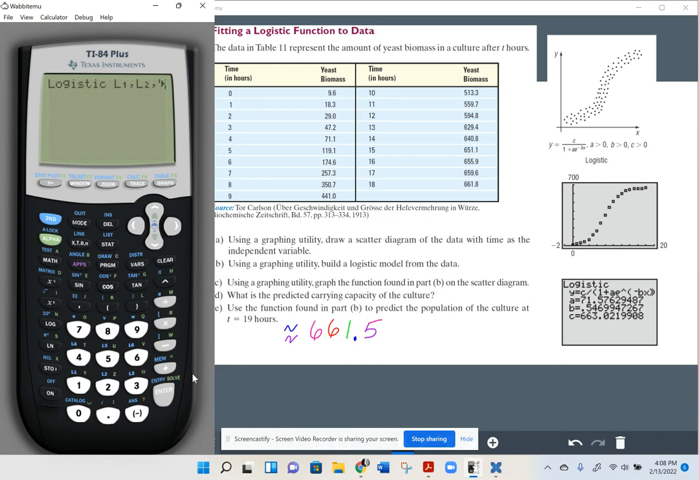So I will be honest, my calculator here took a very long time and it looks like it's still taking a very long time. So here's what the answers will be once they pop up.